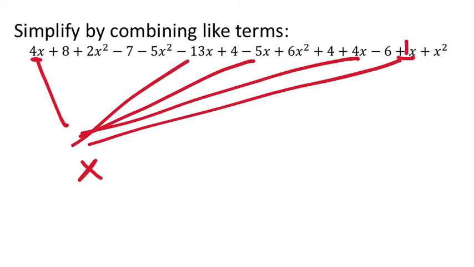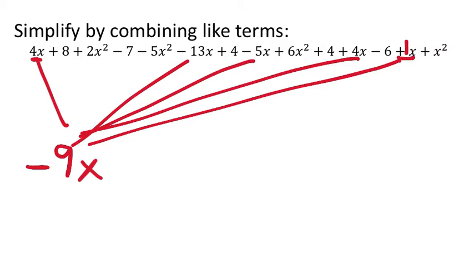Now, since they're all x's, I'm just going to take the coefficients and just combine them. So that'd be 4 minus 13 minus 5 plus 4 plus 1. And that gives me negative 9 x's. So that takes care of all of my x terms.